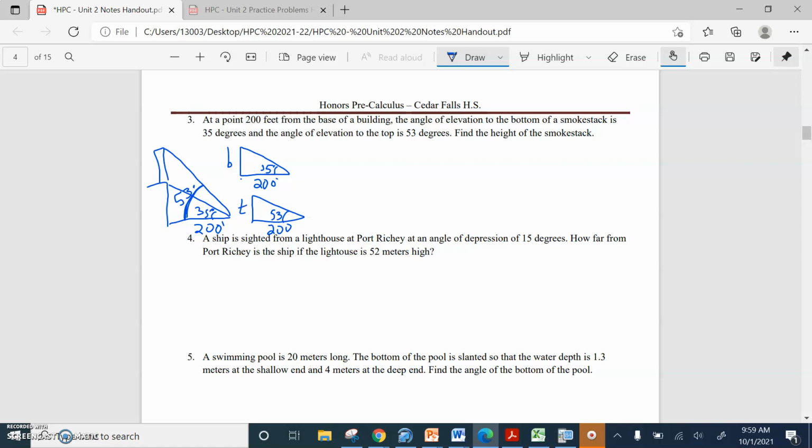So if we find B and we find T, what we're really finding is from the ground to the top of the smokestack. If I subtract from that the height from the ground to the bottom of the smokestack, what I'm left with is the height of the smokestack. So we're going to say that we have tangent as our ratio because we have opposite and adjacent sides. So I'm going to just write it out. Tan.